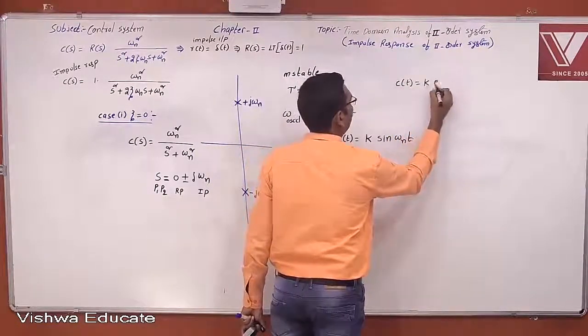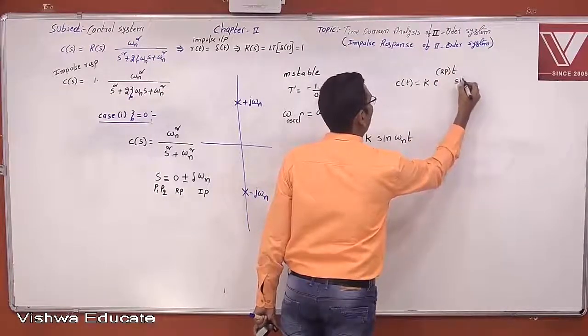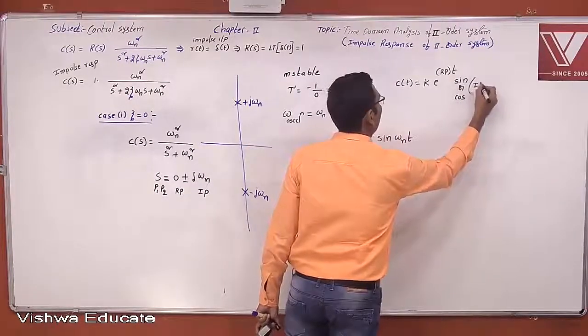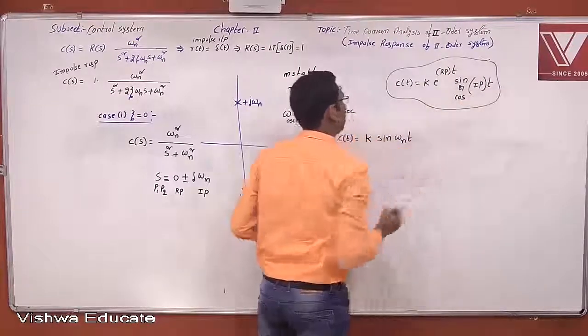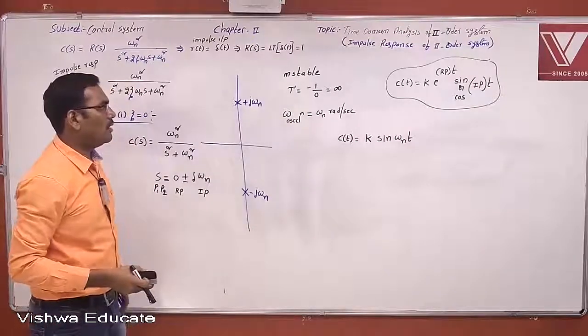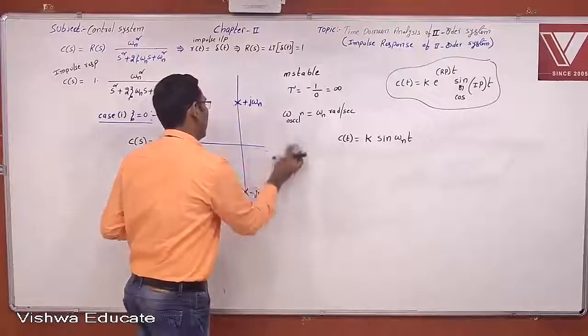Recollect the impulse response shortcut method from the basic classes: K into e power real part into t, times a sine wave or a cos wave, not a problem, sine or cos of imaginary part into t. This is the impulse response.